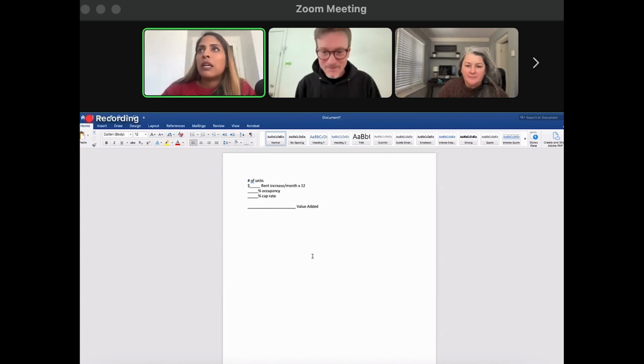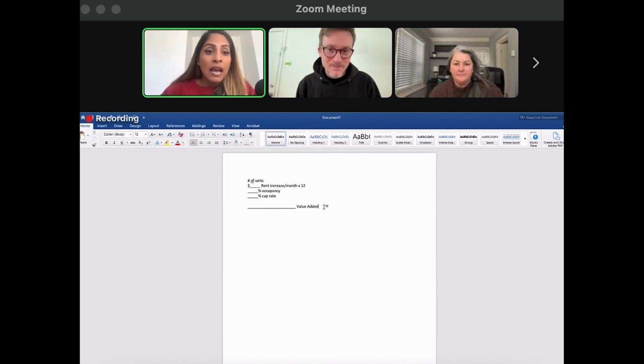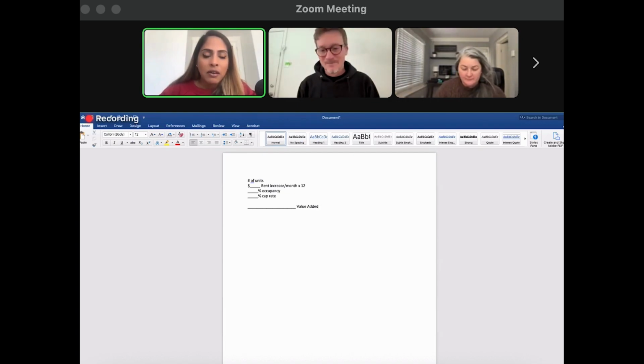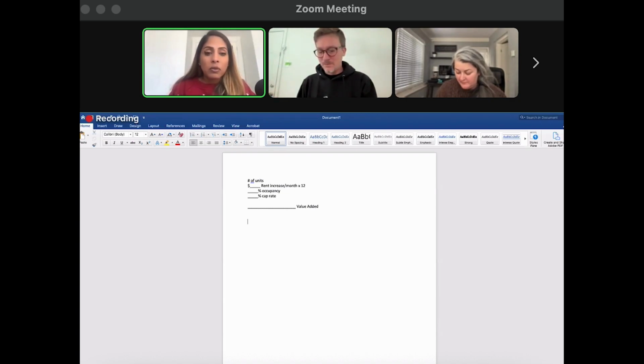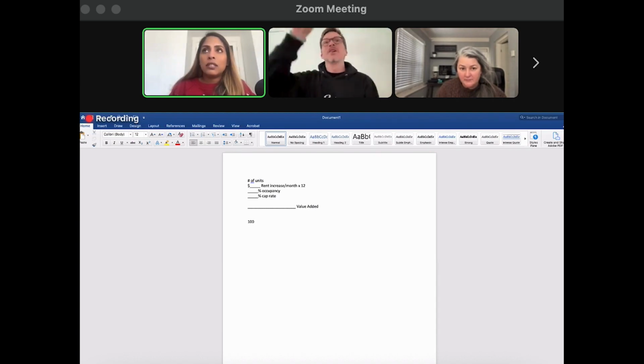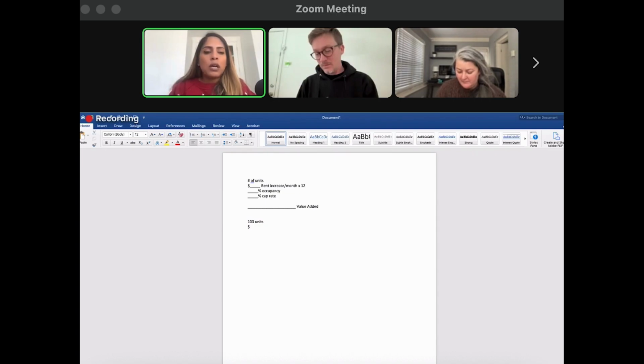Okay, so now here's what we're gonna do. This is going to be your formula for how we calculate what value is added, and this is, again, back of the envelope, very rough math. So let's use a little bit of a larger number now, so we can start seeing this with zeros. Let's say we have 100 units, and we're increasing each one by $50 per month, and there's 12 months, right? So what's 50 times 12?